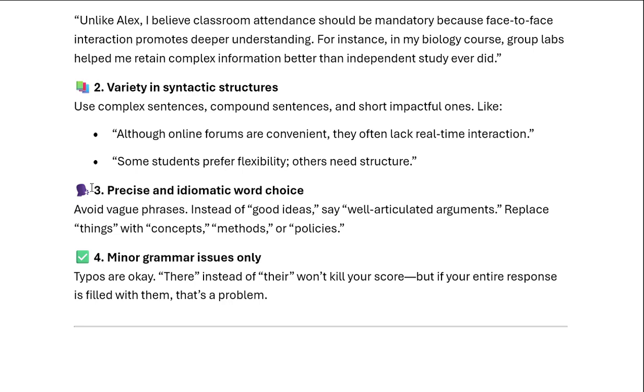Number 3, precise and idiomatic word choice, very important. Avoid vague phrases. Instead of good ideas, say well-articulated arguments, and replace things with concepts, methods, or policies. Number 4, minor grammar issues only. Typos are okay. Writing their instead of there won't kill your score, but if your entire response is filled with them, that's a problem.